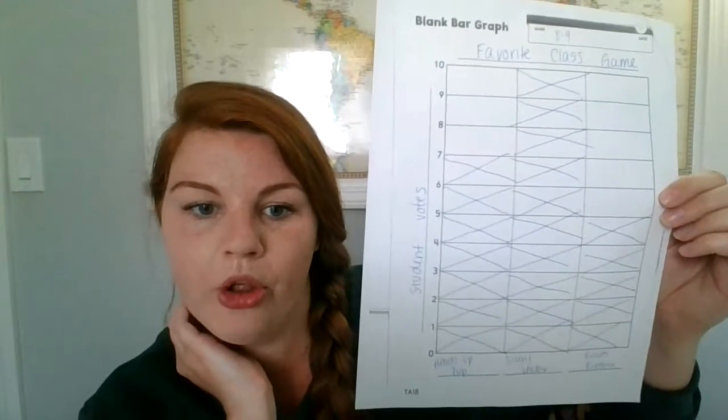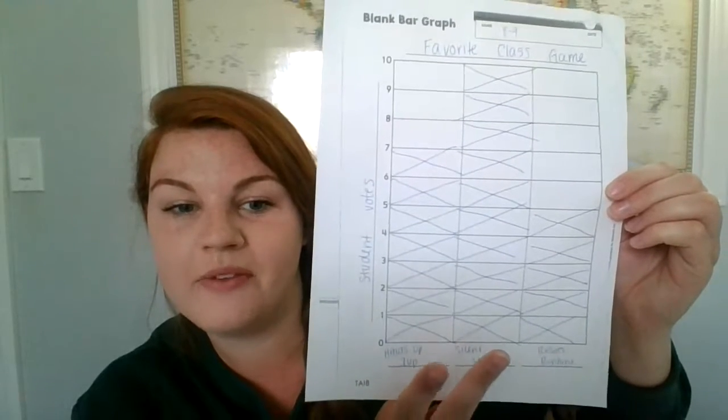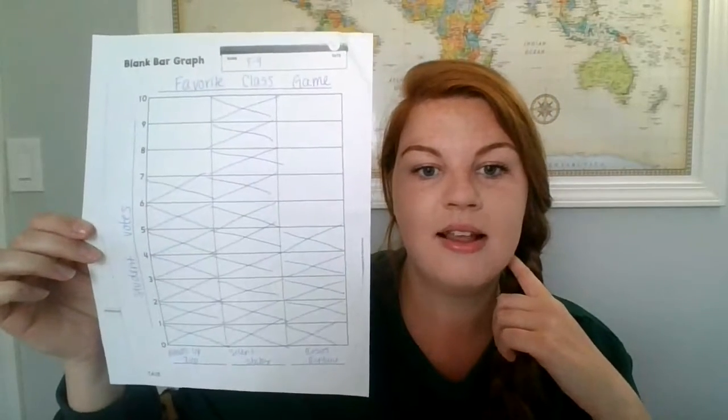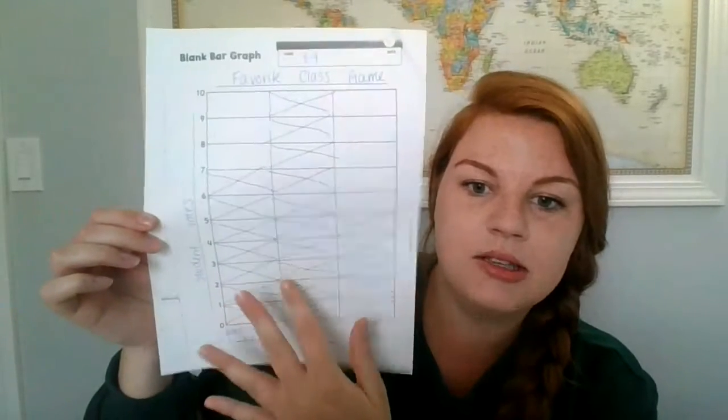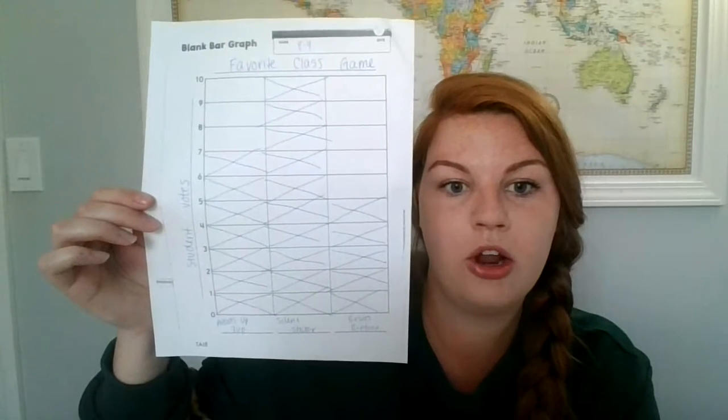Okay, now the questions get a little trickier. How many people voted for Heads Up 7-Up and silent sticker? So that means in total, you have to add these together. Silent sticker has 10. And this game, Heads Up 7-Up, has 7. So 10 plus 7 is 17. 17 people voted for Heads Up and silent sticker.